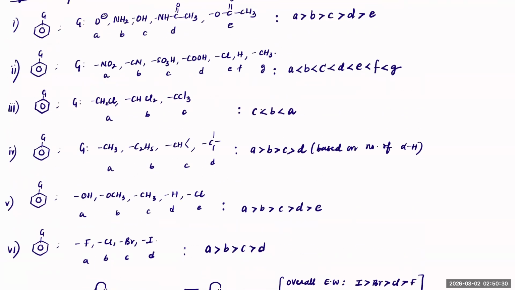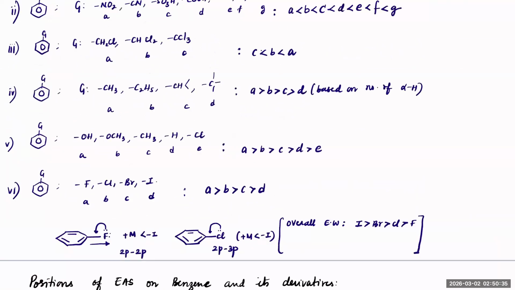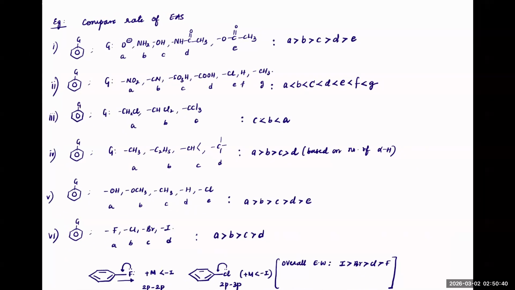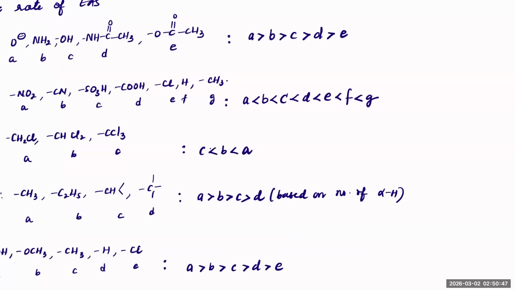So I hope all of you understood 1 to 6. Any doubt? Yes, Anish, on the second, how did you classify hydrogen? Hydrogen, H. H means benzene, only benzene. If you compare benzene versus CH3, then CH3 is donating, correct? So that's why donating is better than no effect.